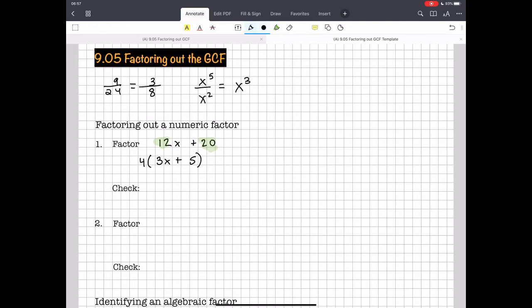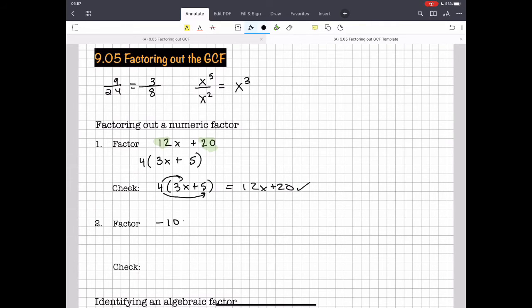You can almost think of this as undoing distributive property, which is really what we're doing. So let's just have a check to see if our answer is correct. I'm going to redistribute, so 4 times 3x, there's my 12x, and 4 times 5 is 20. So we know we did it right. Let's look at another problem.